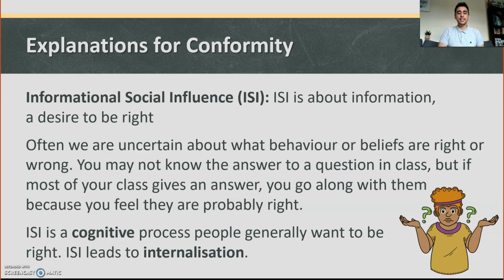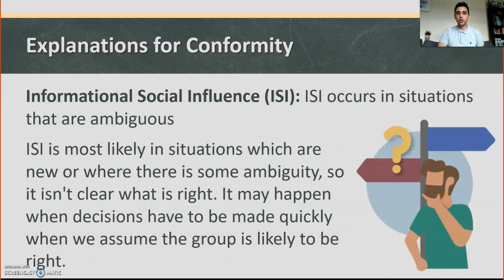Informational social influence is a cognitive process. People generally want to be right. Informational social influence leads to internalization, okay? You want to be correct. You want to have the right answer. Informational social influence occurs in situations that are ambiguous. So, informational social influence is most likely in situations which are new or where there is some ambiguity. You're not sure. It isn't clear what is right. It may happen when decisions have to be made quickly, when we assume the group is likely to be correct.